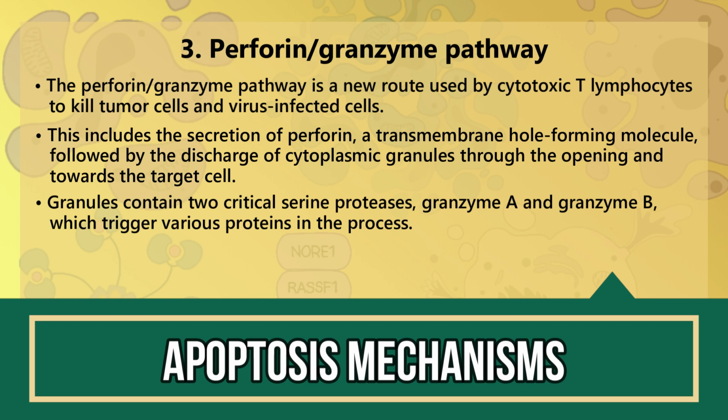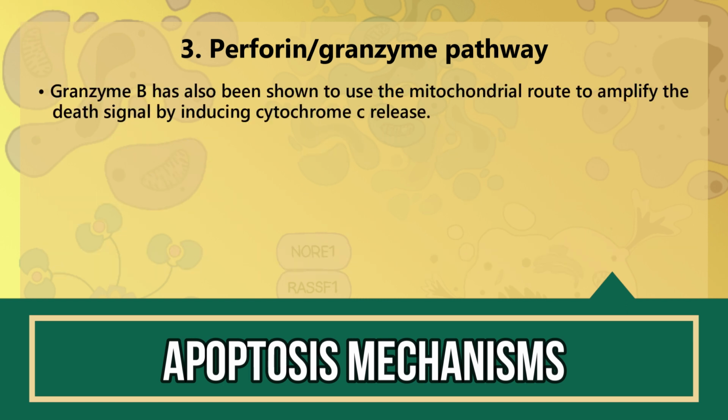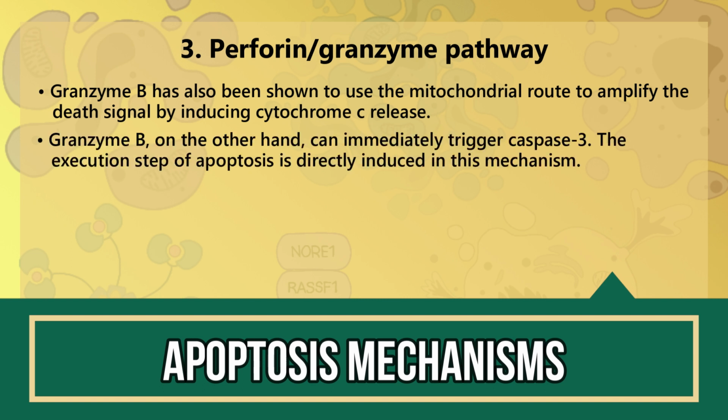Granules contain two critical serine proteases, granzyme A and granzyme B, which trigger various proteins in the process. Granzyme B cleaves proteins at aspartate residues, activating pro-caspase 10 and cleaving factors such as inhibitor of caspase-activated DNase. Granzyme B has also been shown to use the mitochondrial route to amplify the death signal by inducing cytochrome C release. Granzyme B can also immediately trigger caspase 3. The execution step of apoptosis is directly induced in this mechanism.